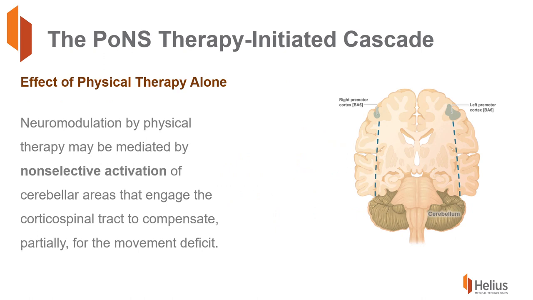Neuromodulation induced by physical therapy may be mediated by non-selective activation of cerebellar areas, which can engage premotor cortex activity on the corticospinal tract to compensate, albeit partially, for the movement deficit. In a PoNS clinical study on multiple sclerosis patients with gait deficit, bilateral premotor cortex activity appeared to be preserved at baseline. Physical therapy performed with a PoNS sham device signaled, after 14 weeks of therapy, increased activity in the right and left premotor cortical areas, which eventually correlated with a meaningful but temporary gait improvement outcome.